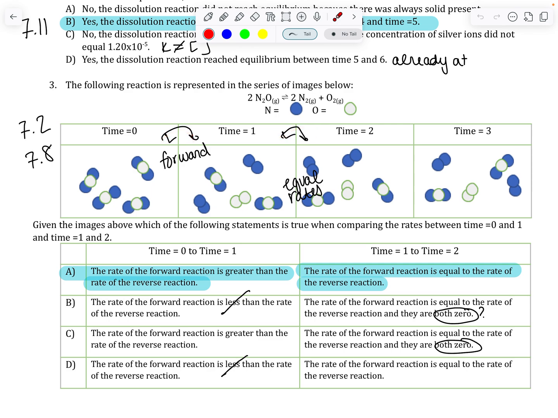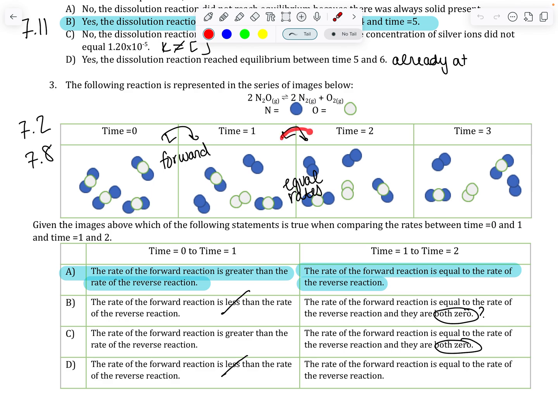So we are starting only with my reactant here. So that means my reaction between time 0 and time 1 must have been forward and only forward. So there's no way that B and D can be correct because both of those say that the forward reaction rate is less. You can't have a forward reaction that has a rate that's less because you're only going forward from time 0 to time 1. So we know those are wrong. So we know it's A or C.